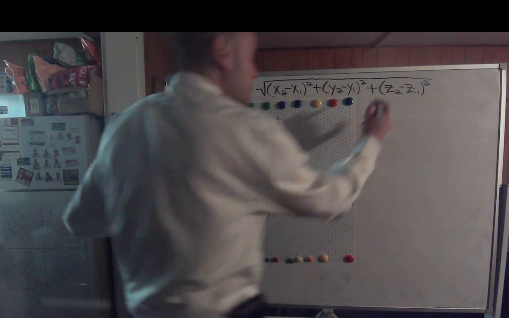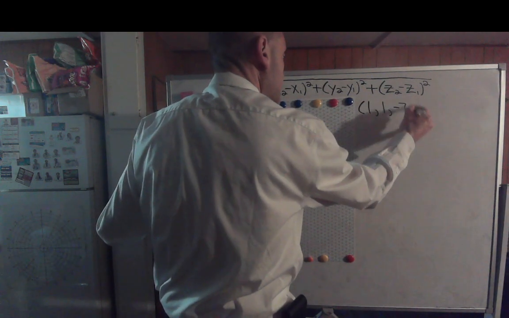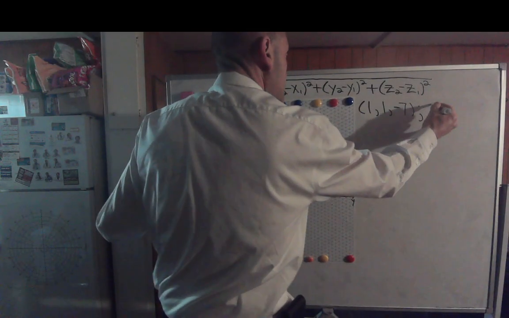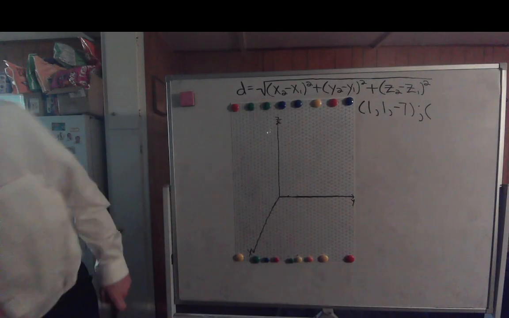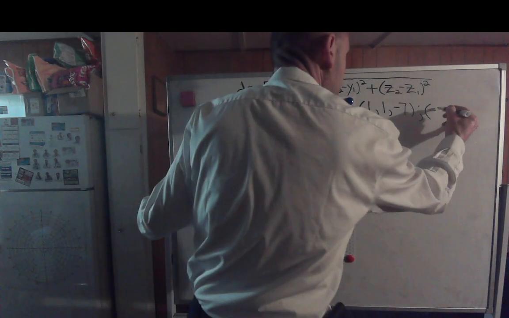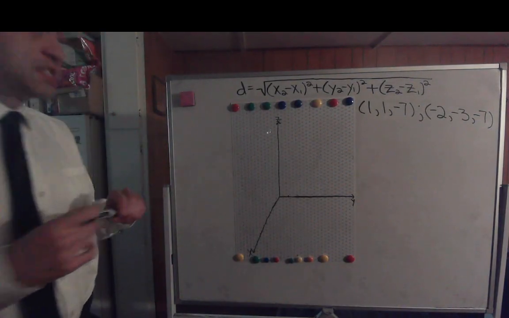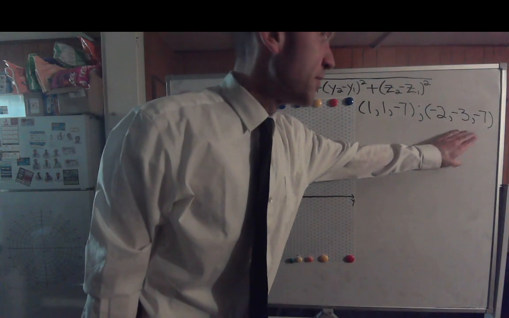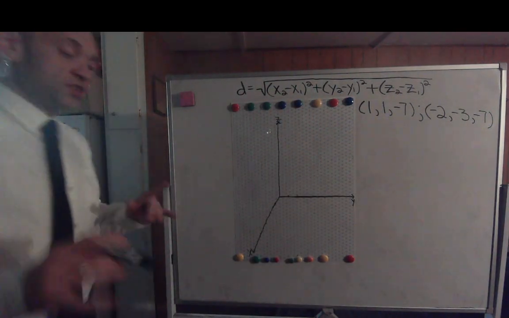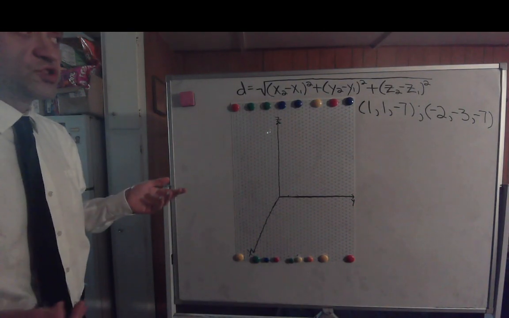So we're going to have one ordered triple being 1, 1, -7. Then the other ordered triple is going to be -2, -3, -7. So we need to find the distance between 1, 1, -7 and -2, -3, -7.